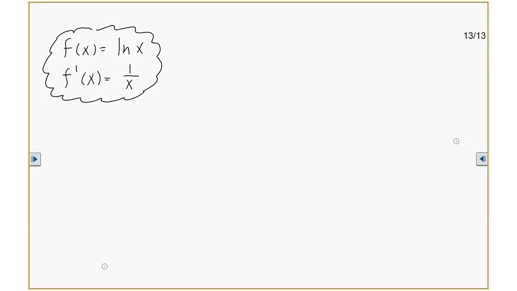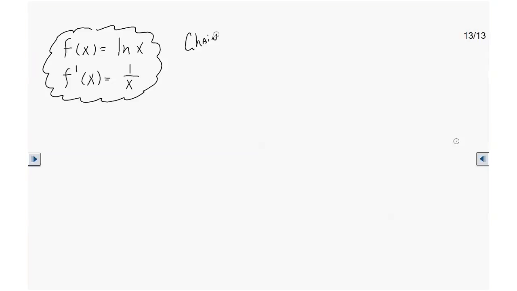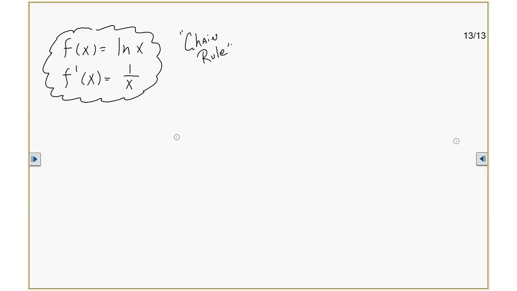And when you're talking about logarithms, out to the side, you better be thinking about the chain rule, okay? Because that chain rule is going to be used a lot of the times with logarithms.